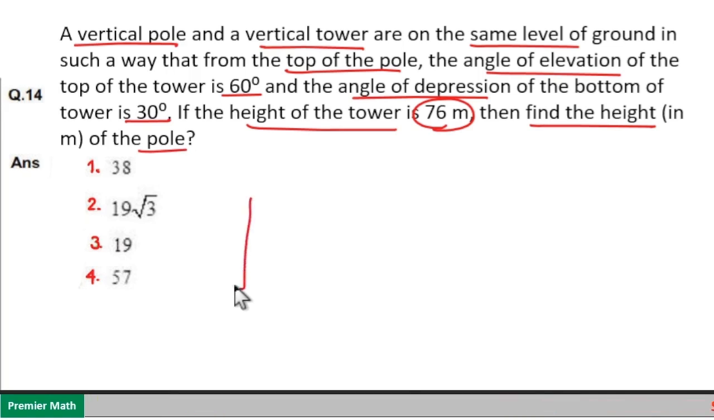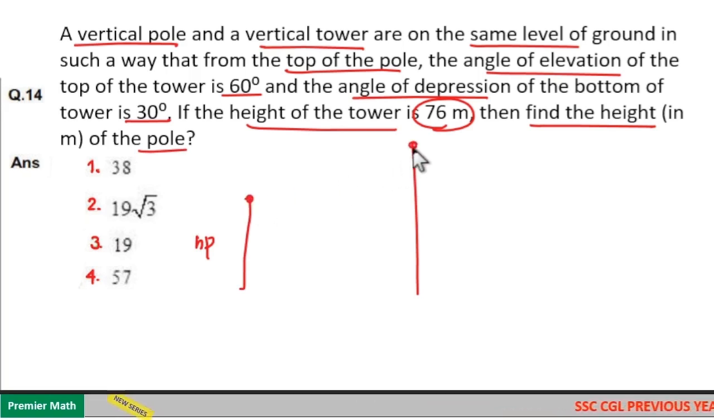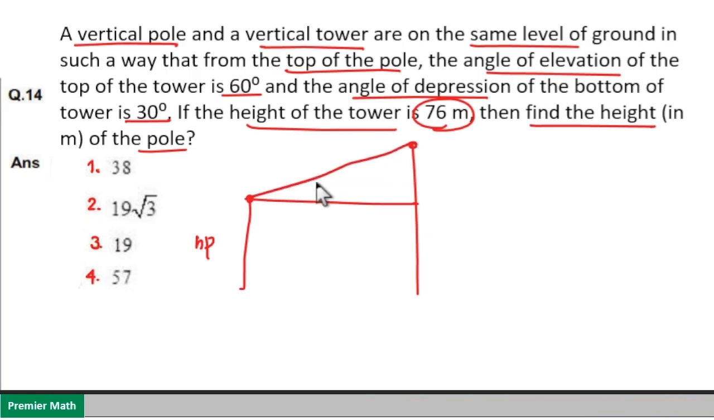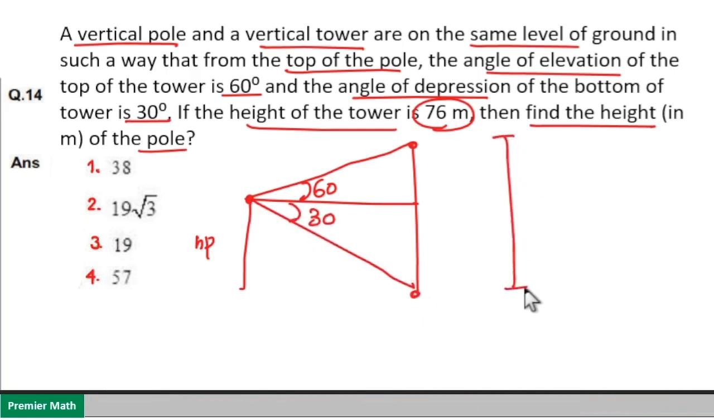Here, this is the height of the pole and this is the height of the tower. Now from the top of the pole to the top of the tower, this is a horizontal line, and the angle of elevation is 60 degrees. From the top of the pole to the bottom of the tower, the angle of depression is 30 degrees. The height of the tower is 76 meters, given in the question.